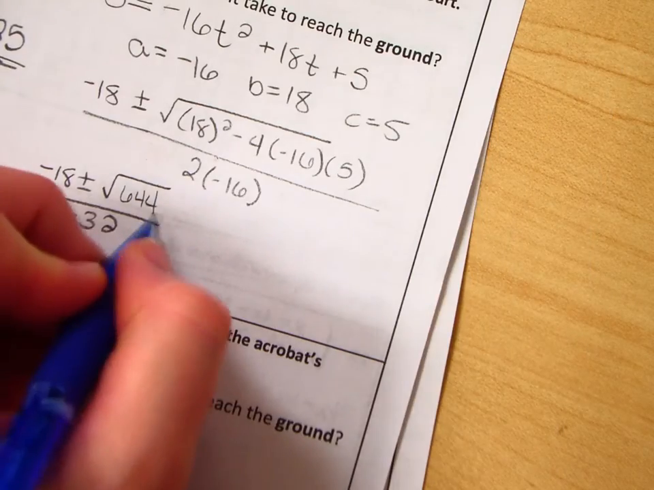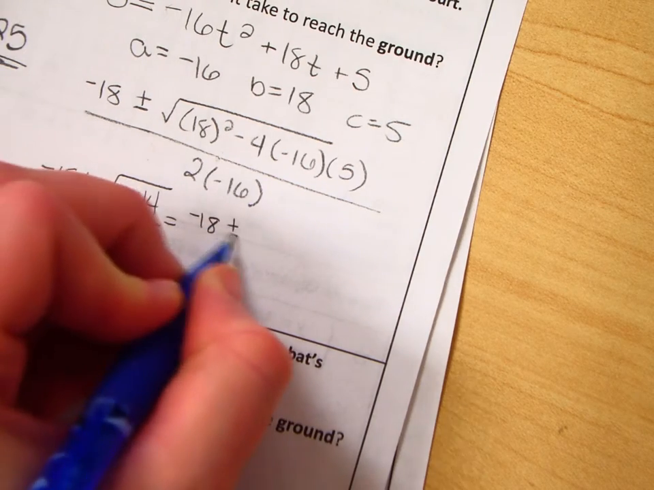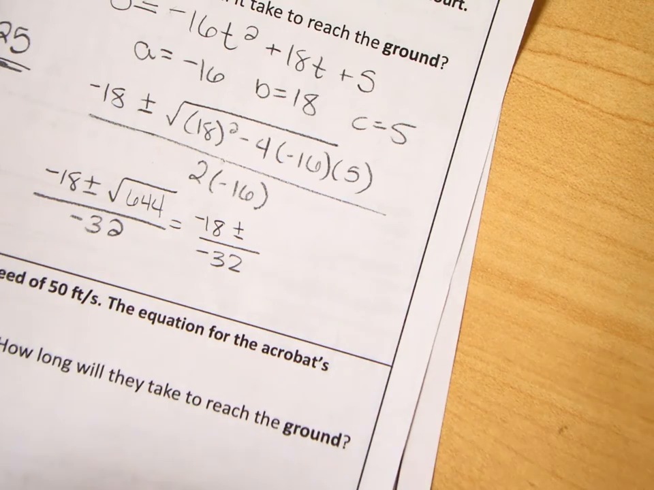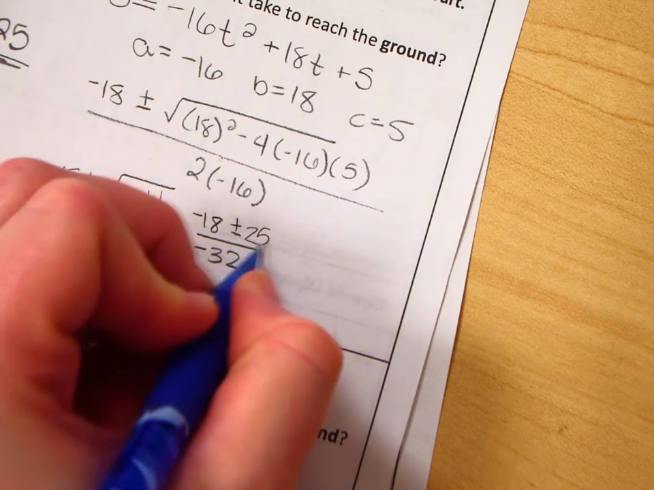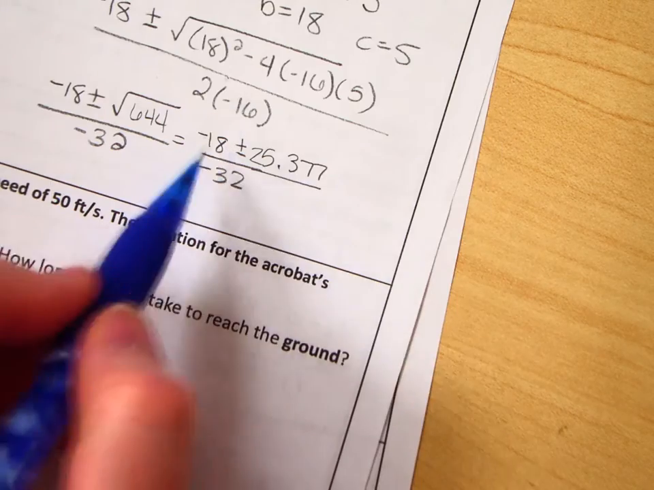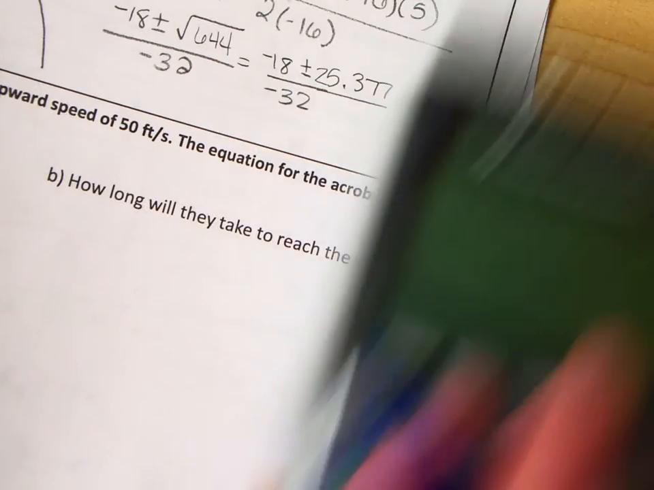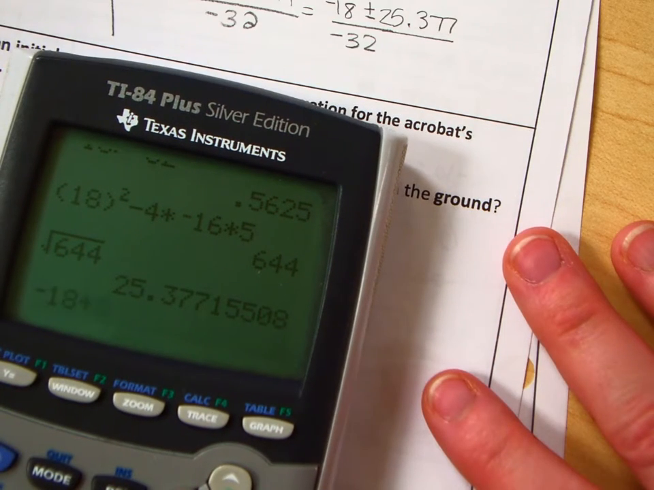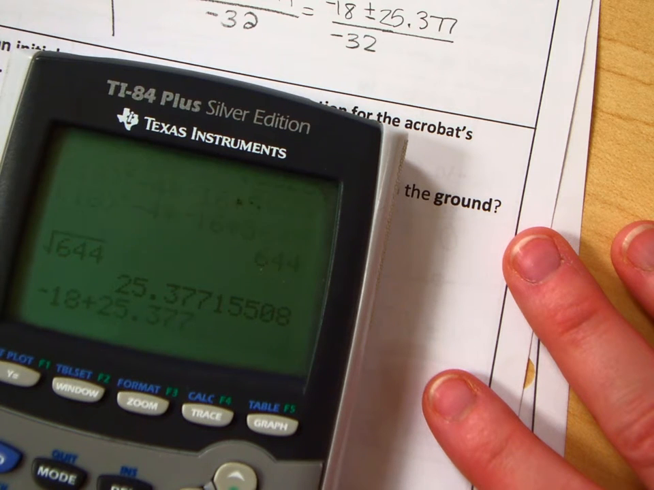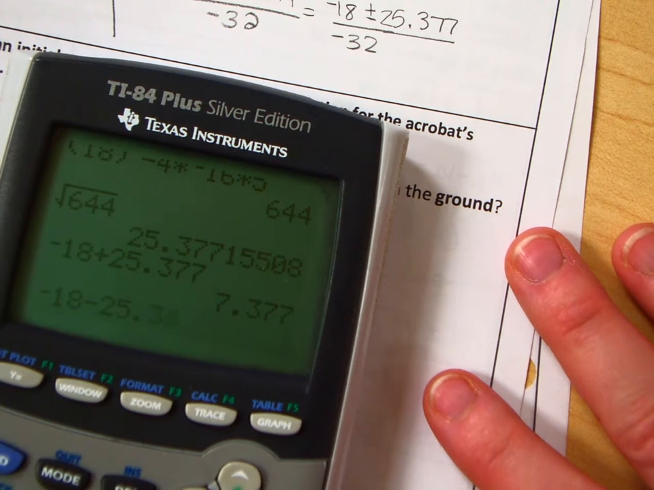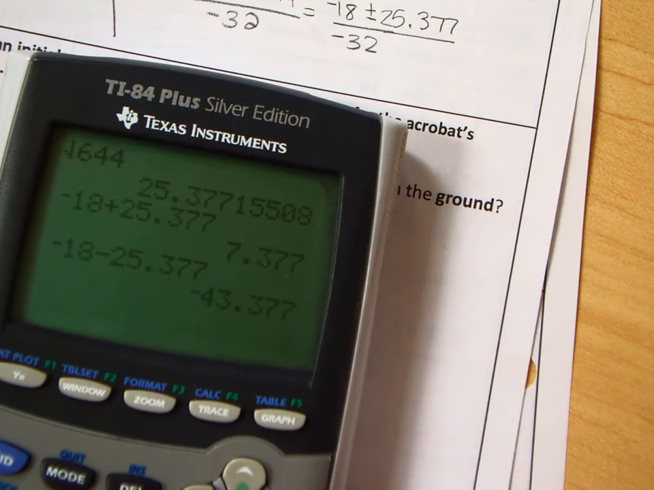They're going to take the square root of 644, and they're going to get 25.377. And now we have to add that answer. So I will, just because it's kind of getting small, do it on the calculator so everybody can see. That's what I get when I add. That's what I get when I subtract.